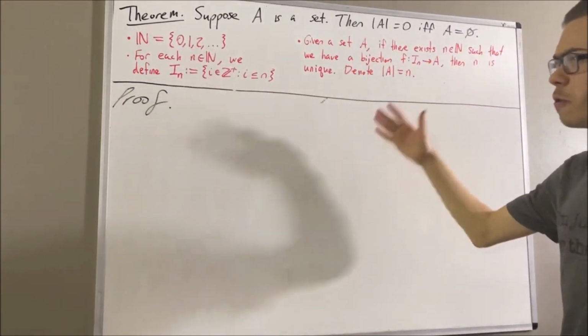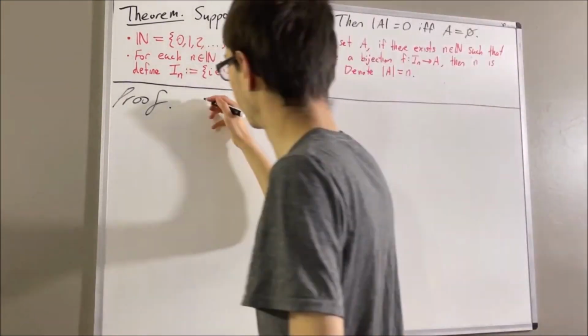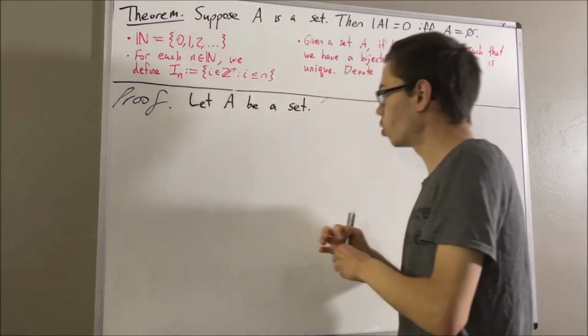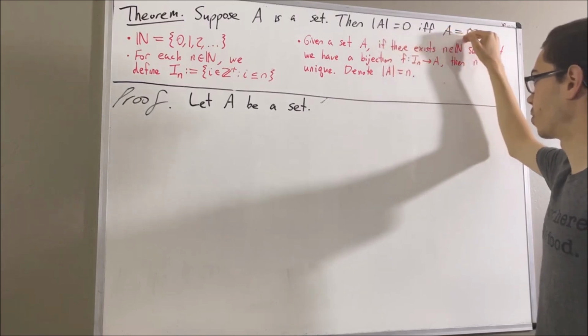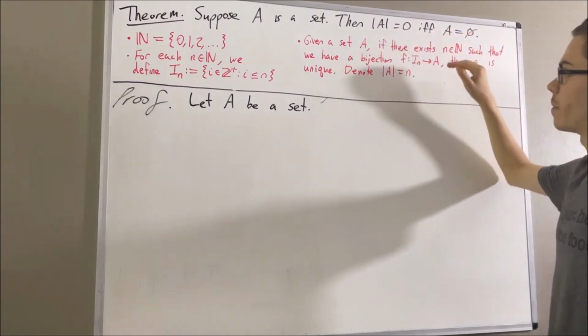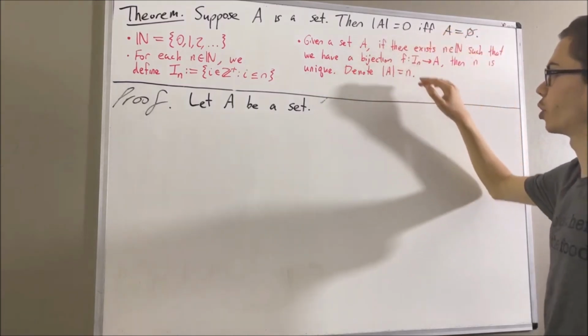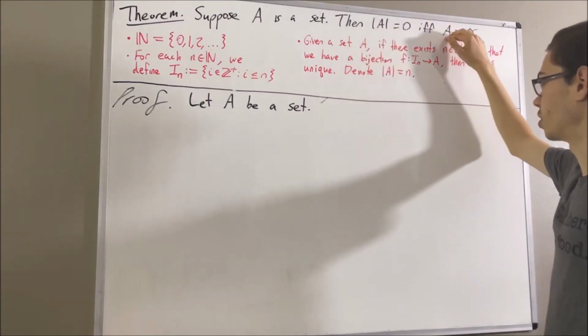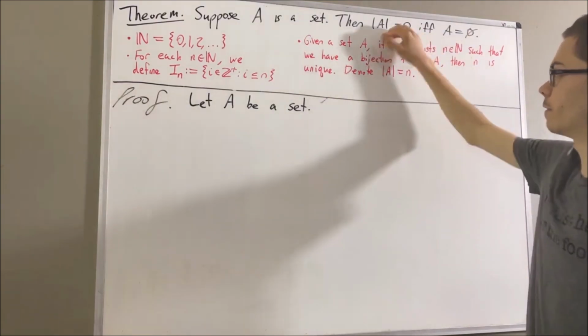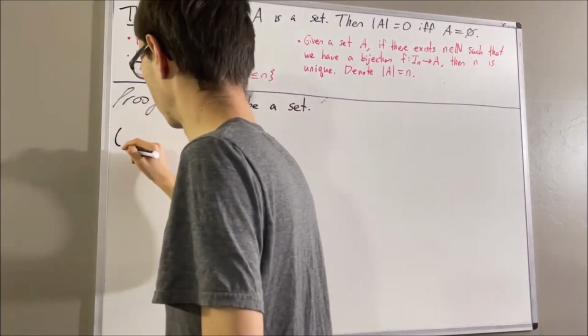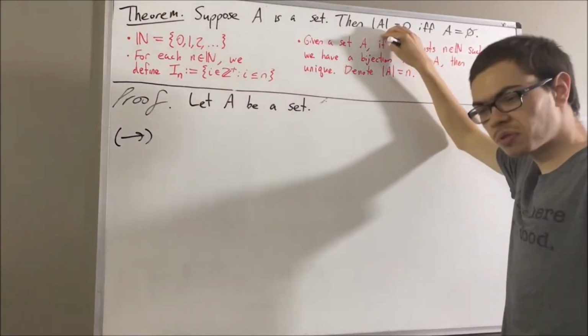And so to start out the proof, let's give ourselves a set A. And our goal is to prove this is true if and only if this is true. So we're trying to prove a statement containing if and only if. So what we're going to do is we're going to prove if this is true, then this is true, and if this is true, then this is true. Let's start by proving if this is true, then this is true. To do so, suppose this is true.